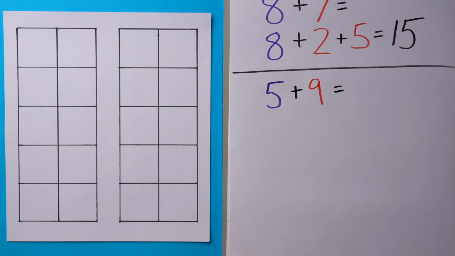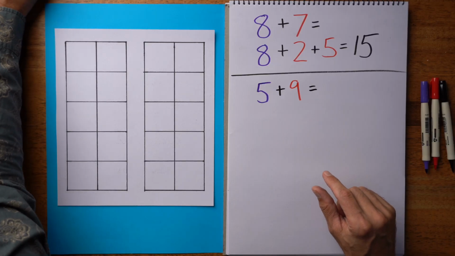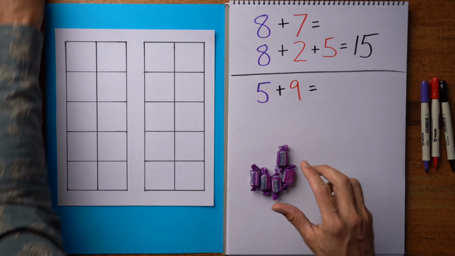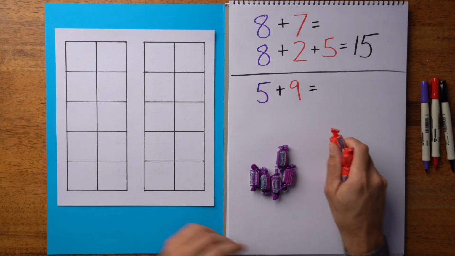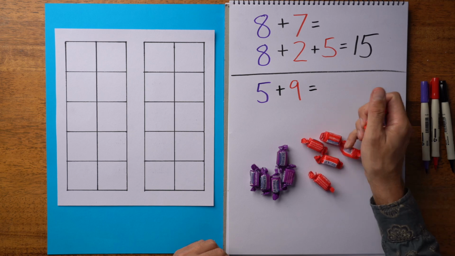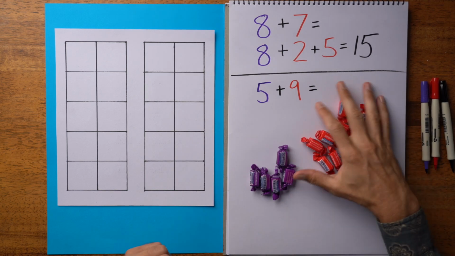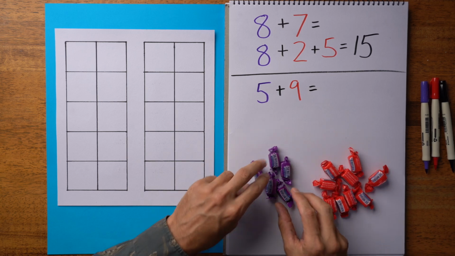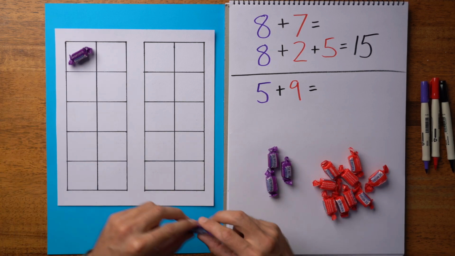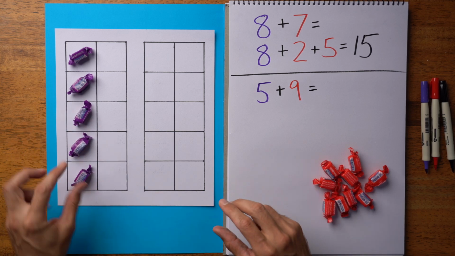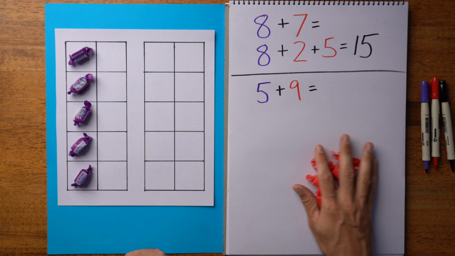Let's have a look at another one. In this number sentence here, we've got 5 grape and 9 cherry. Let's just grab those. 1, 2, 3, 4, 5 grapes and 9 cherries. 1, 2, 3, 4, 5, 6, 7, 8, 9. If I put my 5 grapes into the tens frame, it's going to look like this, taking up exactly half.